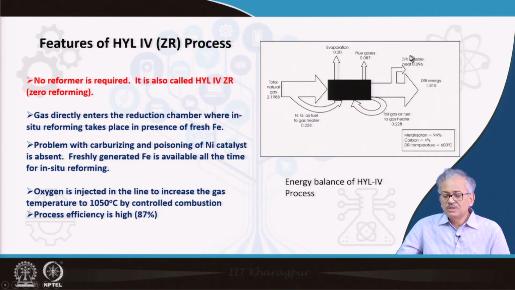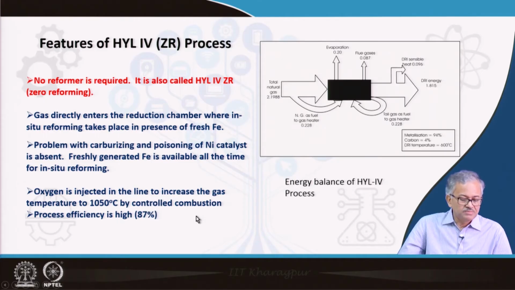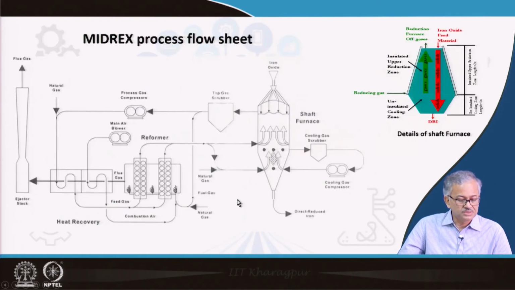So you add up this, there is the total energy, that is the total accountable energy. And tail gas goes to the preheater, so it is also accountable. And the only losses are basically evaporation loss, 0.2, and fuel gas loss, 0.087. So this energy divided by the total energy that is coming in gives around 87% process efficiency. It is very high process efficiency.